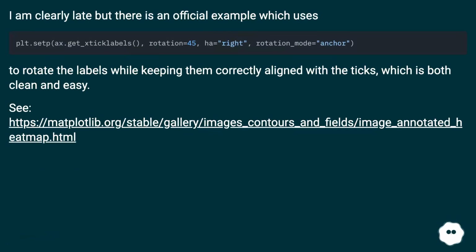I am clearly late, but there is an official example which uses this to rotate the labels while keeping them correctly aligned with the ticks, which is both clean and easy. See this URL.